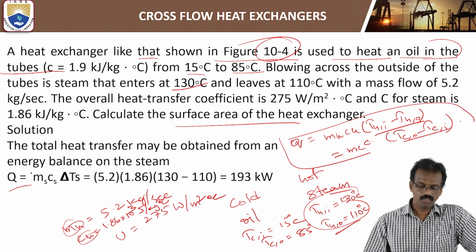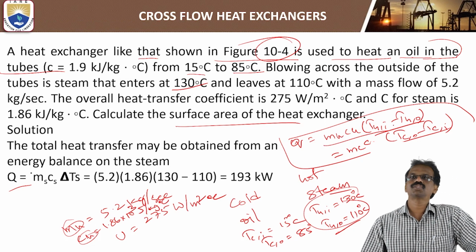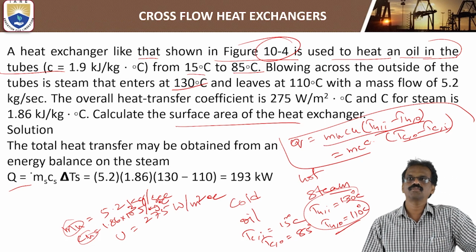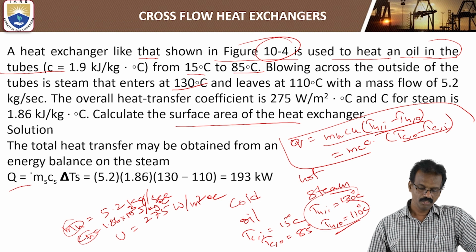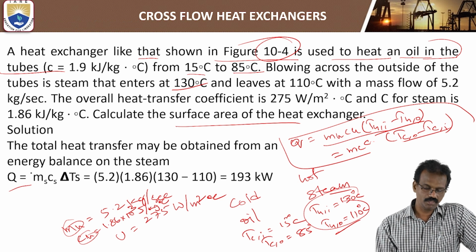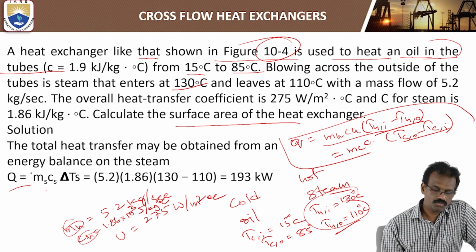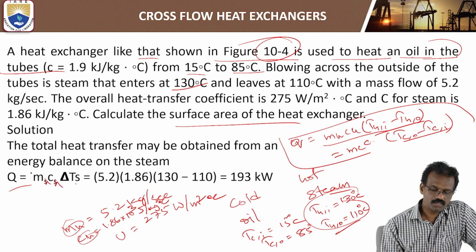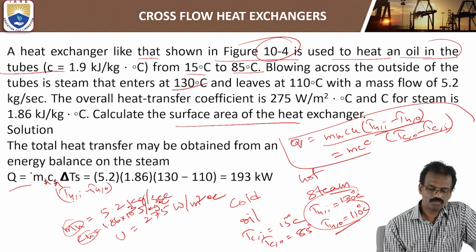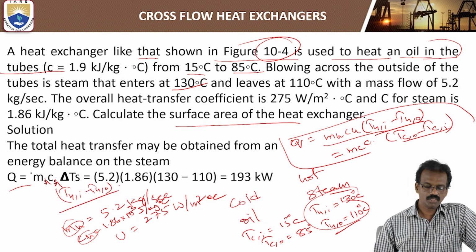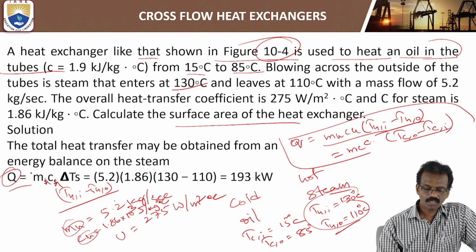Okay. So here I'm taking the hot fluid related formula, because all the data related to the hot fluid are given here. So Q is equal to m_h c_h into delta T, means hot fluid inlet minus hot fluid outlet. So these parameters are given. Then you can solve the Q value.